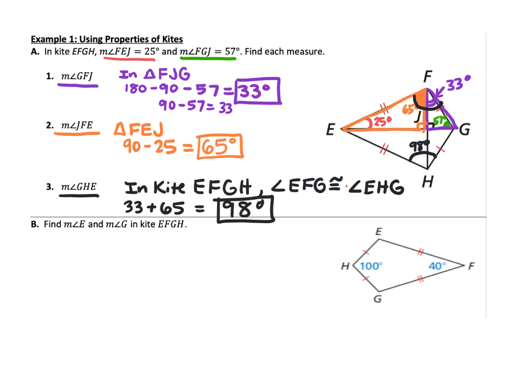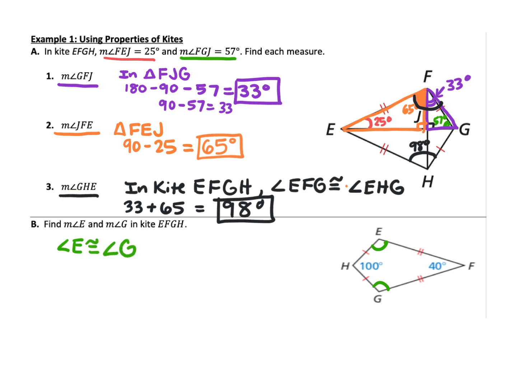Let's try another example. For part B, we do not have any of the diagonals drawn in, but what we do know is by kite property 2, we know that angle E has to be congruent to angle G.